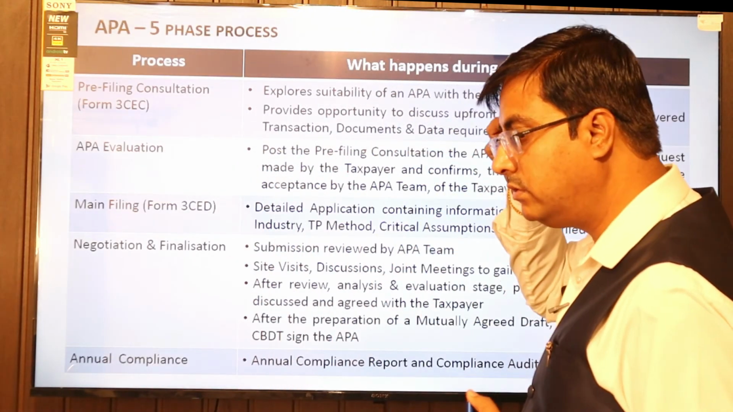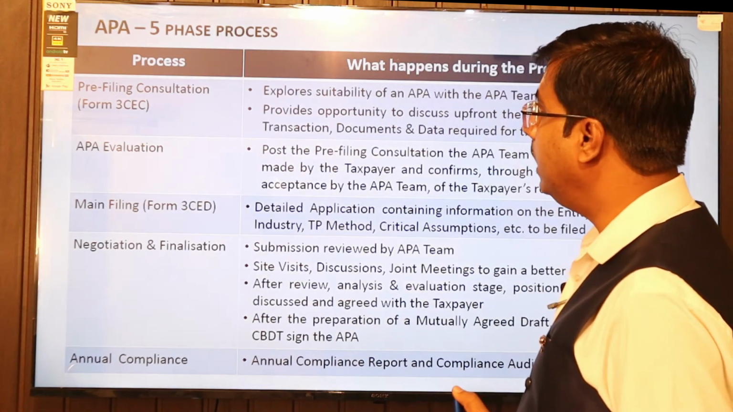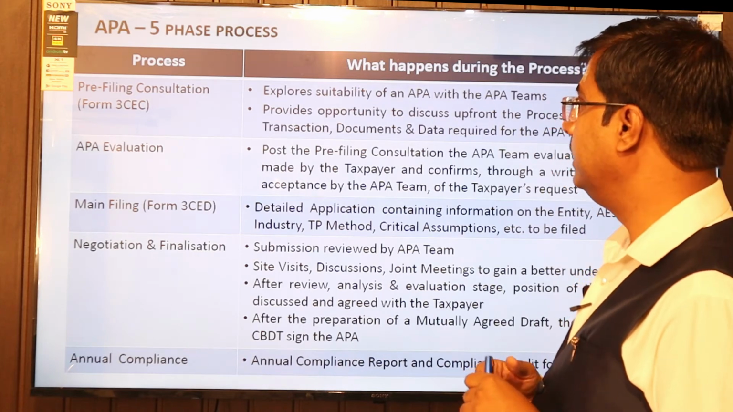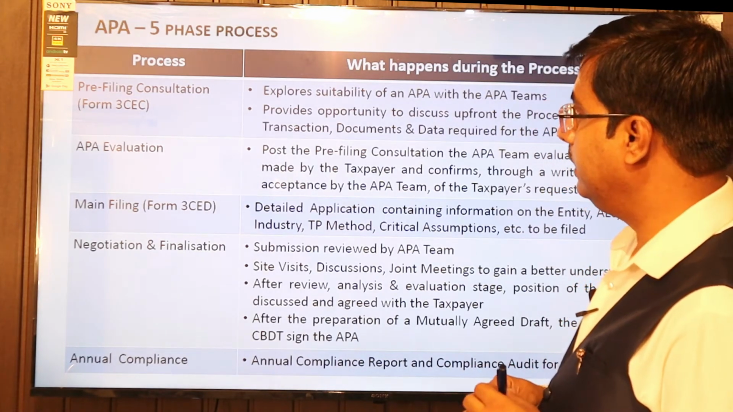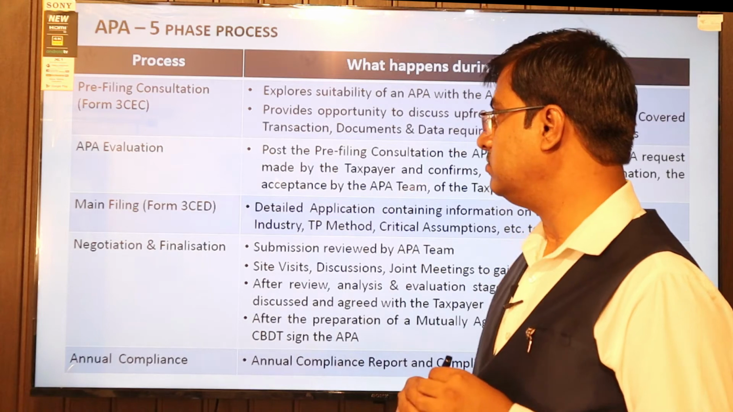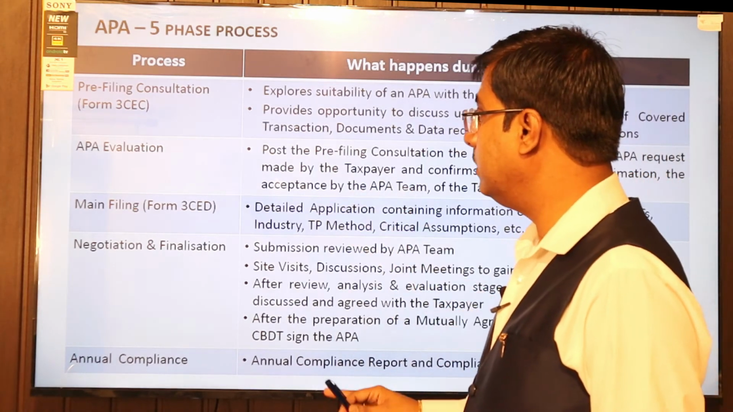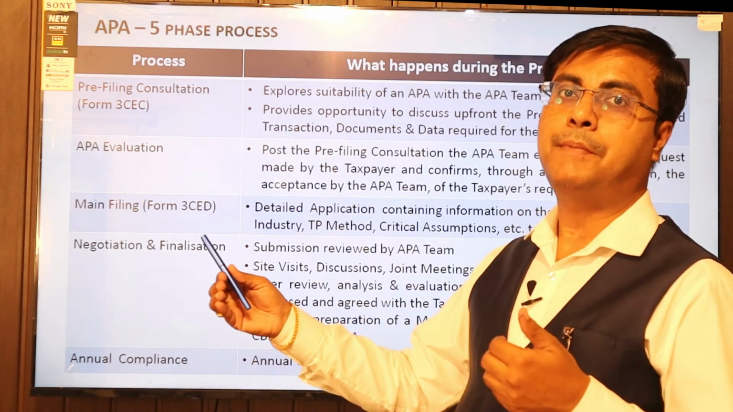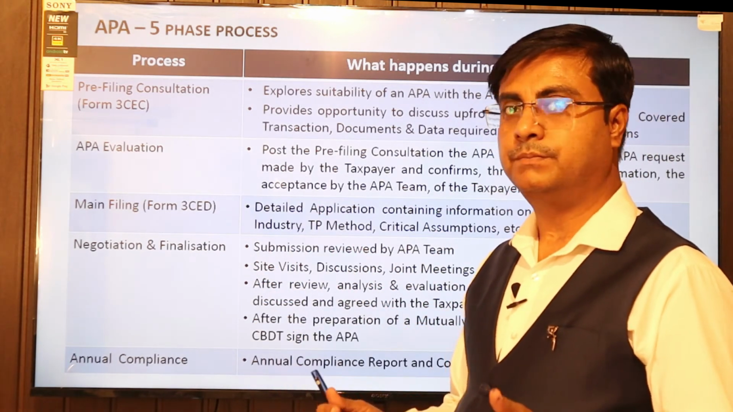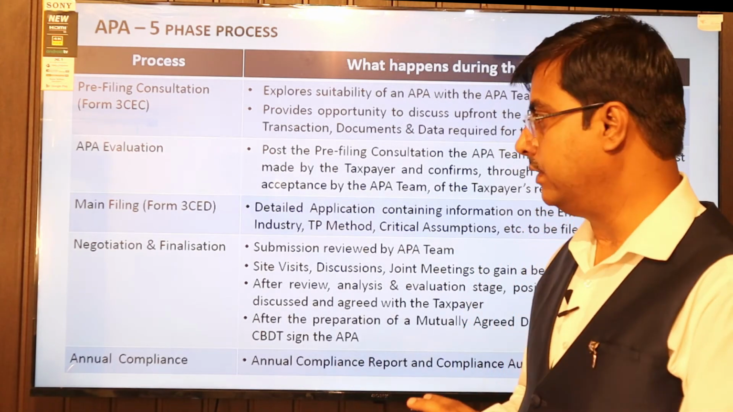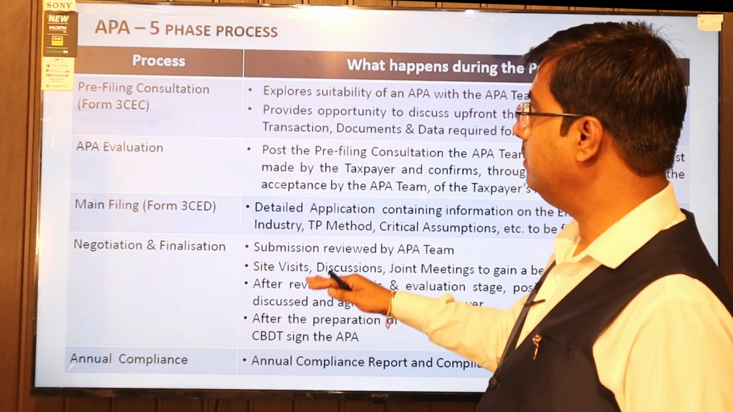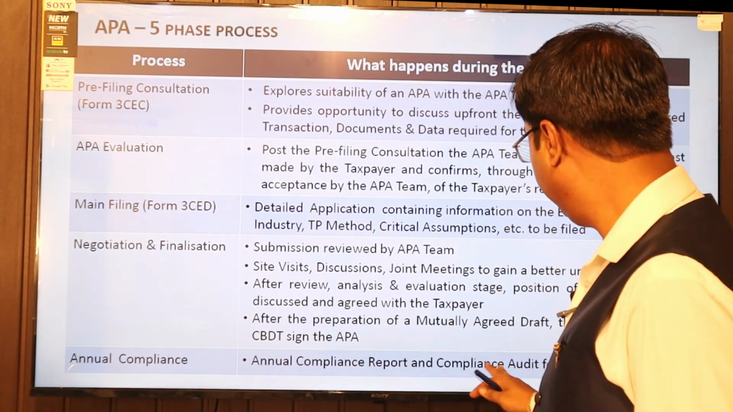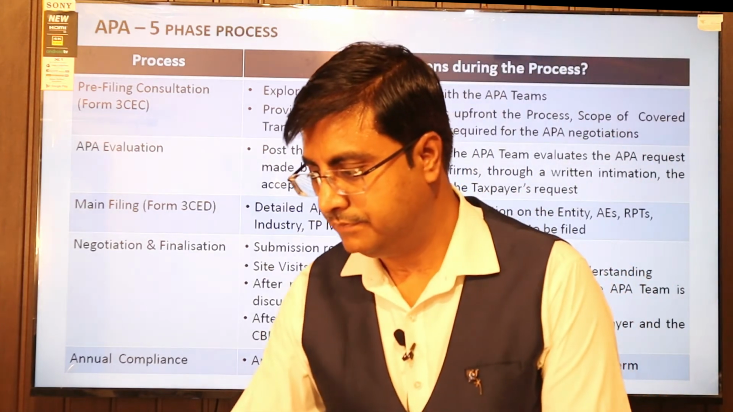So there is a process of APA pre-filing. A huge fee is charged in respect of APA, 10 lakh approx, right? In case of rollback, 5 lakh also is charged. APA evaluation is there, main filing is there, negotiation, you have to do negotiation with the department. This method should be taken for the purpose of ALP. And once the APA is signed, you have to do annual compliance audit with the APA.